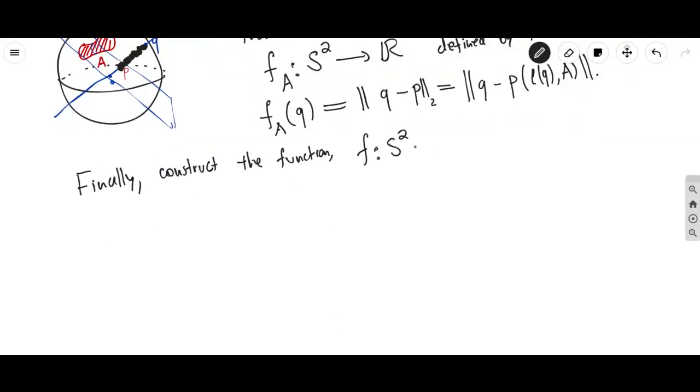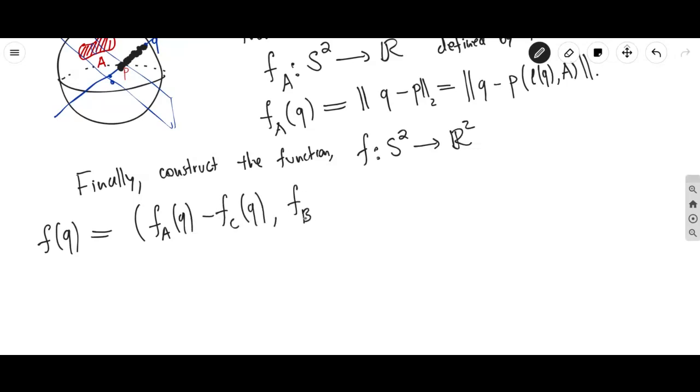And this one's going to go from S2 to R2. So this is where the Borsuk-Ulam theorem is going to come into play. And it's going to be defined as follows. By the rule that f of q is going to be equal to f_A of q minus f_C of q, and then f_B of q minus f_C of q.